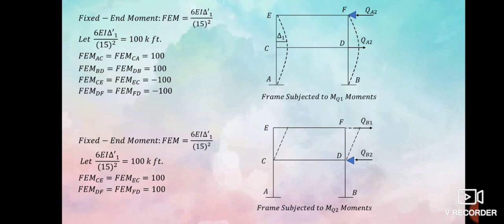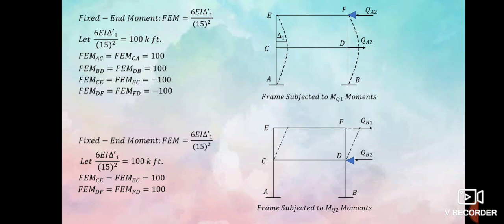And the distribution factor of CA is equal to the distribution factor of CD, which is equal to DFCE. Following the formula, K is 1 over 15 over 3 times 1 over 15, because those are the stiffness factors of CA, CD, and CE, resulting in 15 over 45, and simplifying it will be equal to 1 over 3.